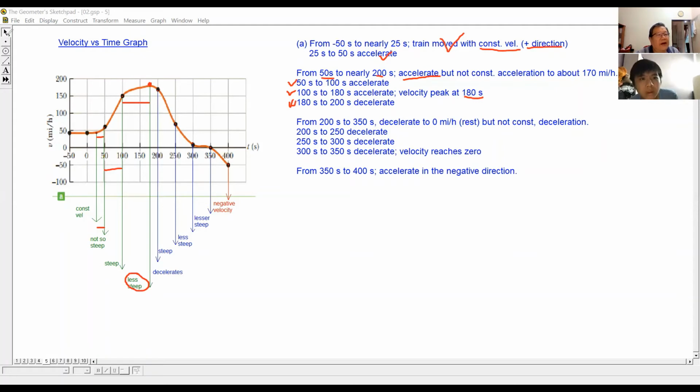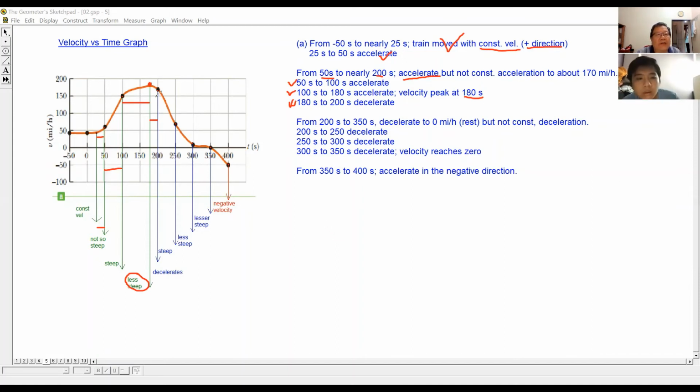So I have divided the journey into periods. You see the green color, I label the period green here, here, and here. All this green color shows that the velocity is increasing, but at different rates. Very steep means very fast. Less steep means it is increasing, but not so steep. Now, after this 180, they start to drop down, so they start to decelerate. I label them with blue color.